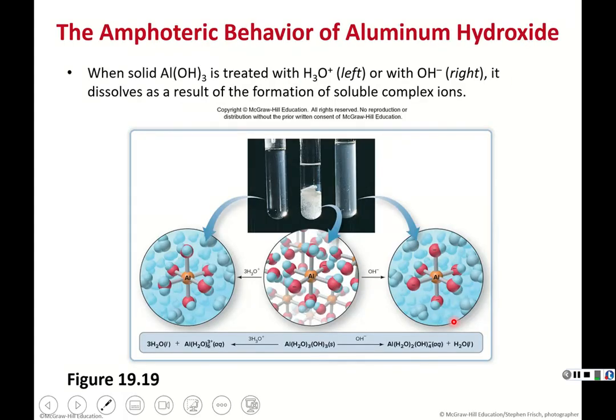Some of these complex metals can have what's known as amphoteric behavior, and that is, they can act like a base or an acid. So you add solid aluminum hydroxide, you can treat it with acid or with base, and it dissolves as a result of the formation of soluble complex ions. So here we have the solid aluminum hydroxide, and it's coordinated actually with 3 water molecules and 3 OH minus.